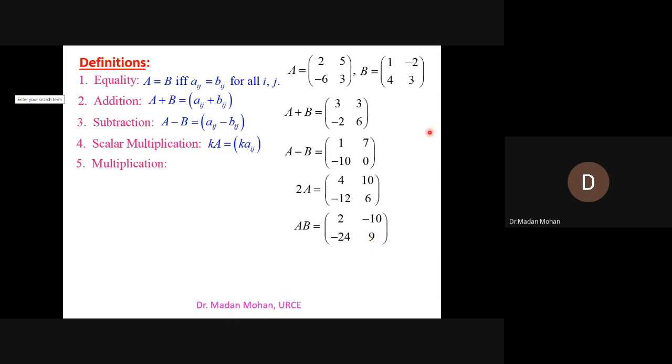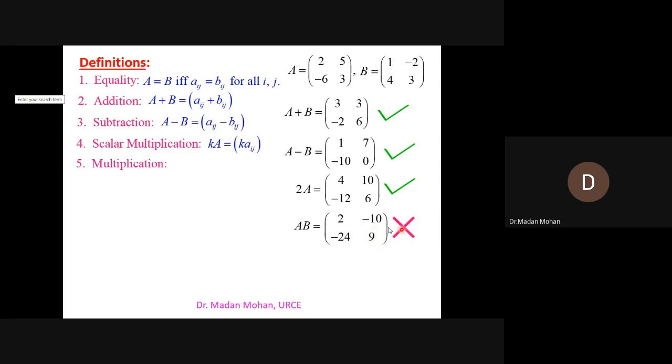Okay, any one of you, please? Please respond. A plus B, is it right or wrong, please? A plus B, right or wrong? Please. Right, sir. A plus B, right. Very good. What about A minus B? Right, sir. Right. 2A? Right, sir. Right. A into B? Wrong, sir. Wrong. Okay.